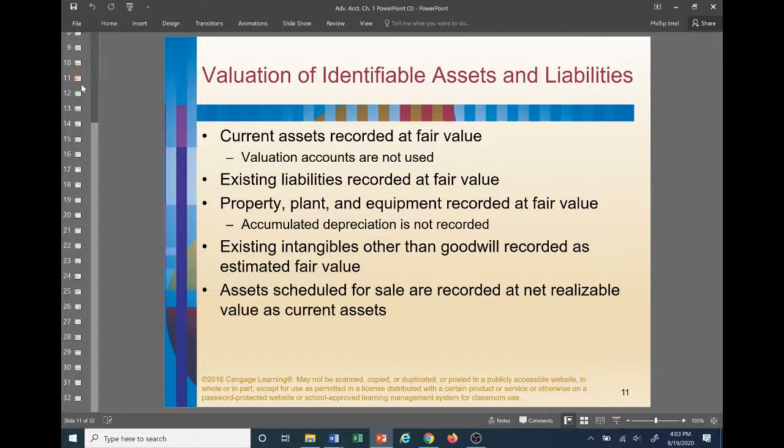So we already know net realizable value is going to be the price that it's expected to sell for, less the cost to complete the sale or to make the sale possible. You all should be familiar with net realizable value from your intermediate course. So you can see a little trend here: everything's based upon fair values at the date of acquisition.